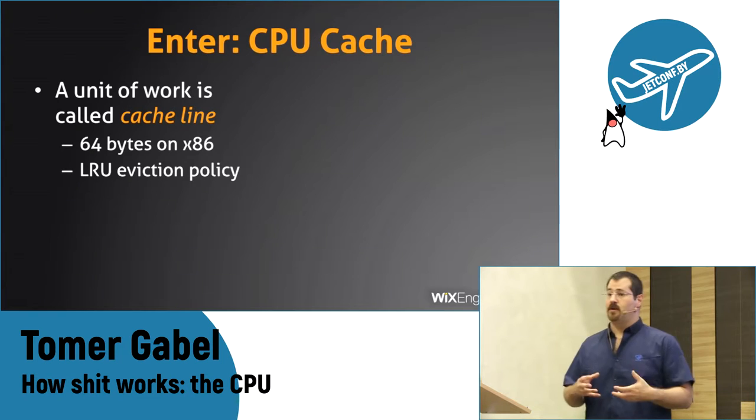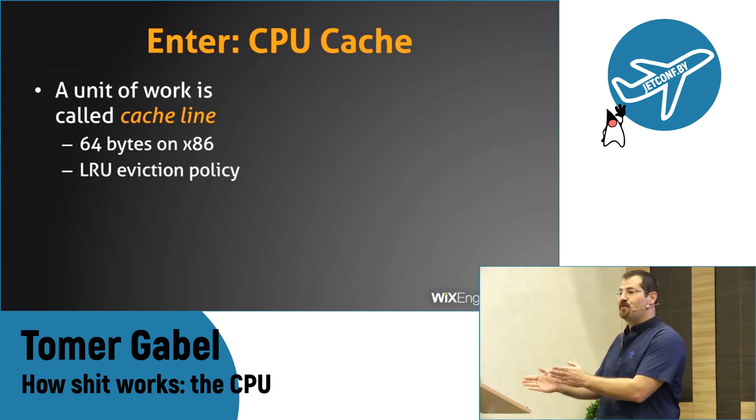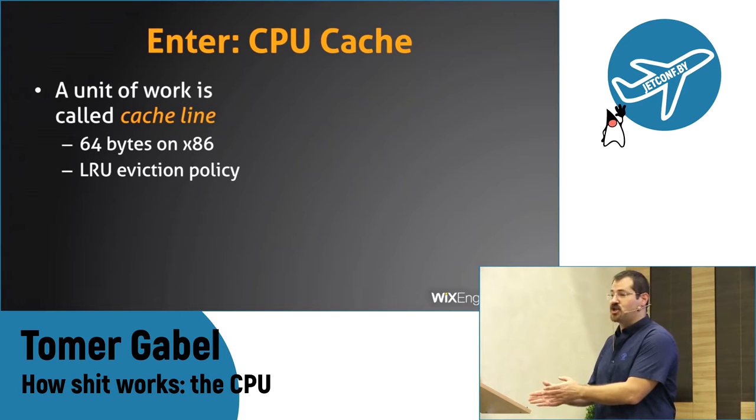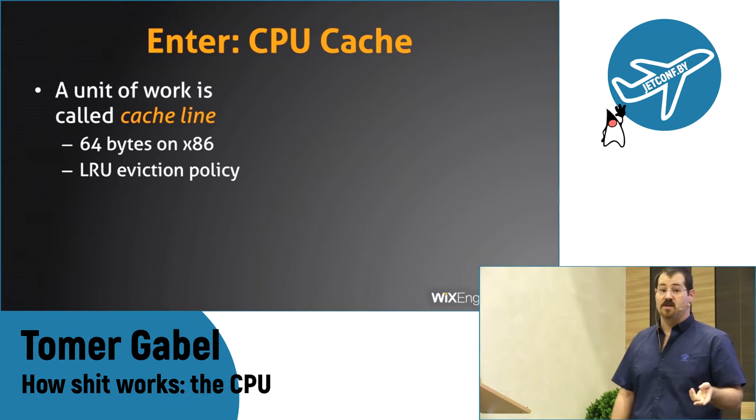You have a certain amount of bits dedicated to that. An atomic unit within a CPU cache is called a cache line. CPUs do not deal with any amount of memory that is smaller than a cache line. So if you're reading one bit for a modern CPU, you're actually reading 64 bytes of main memory.